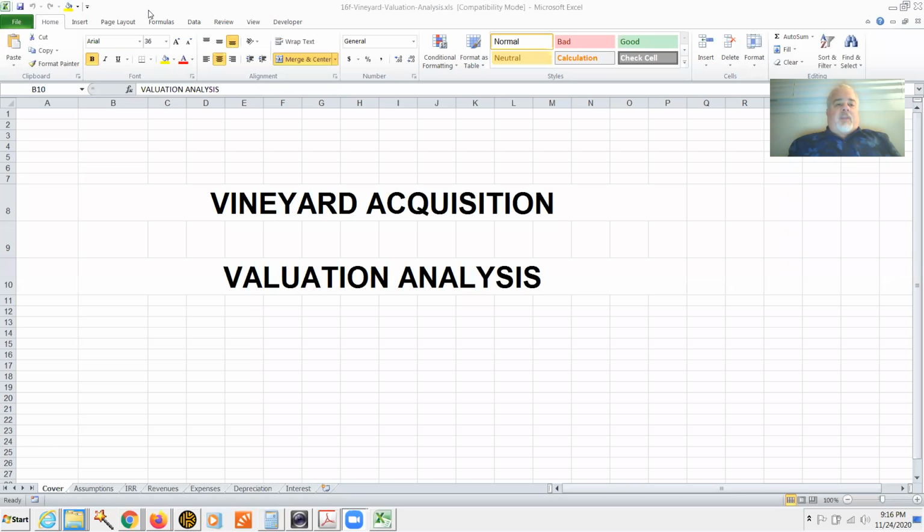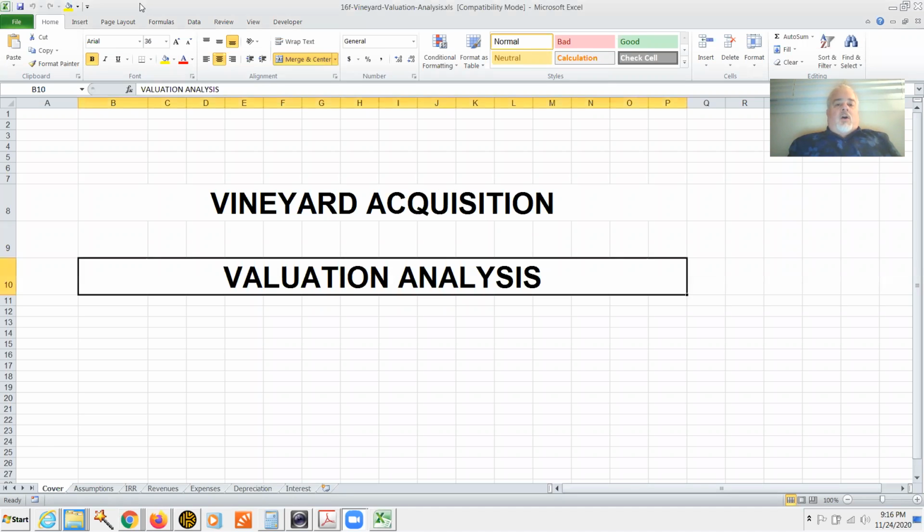Okay, so I definitely am not going to go into detail on this vineyard valuation analysis spreadsheet. It is another real document provided by Scheid Vineyards on a valuation of a vineyard property, and one they wanted to buy. Acquisition means to acquire or to buy it.